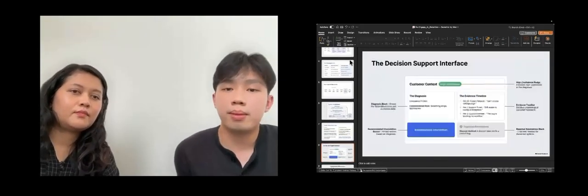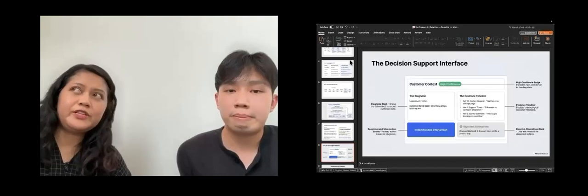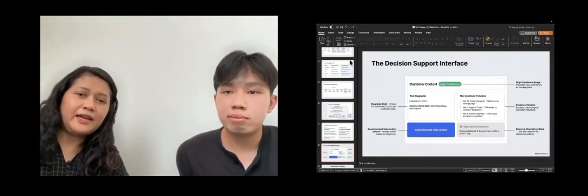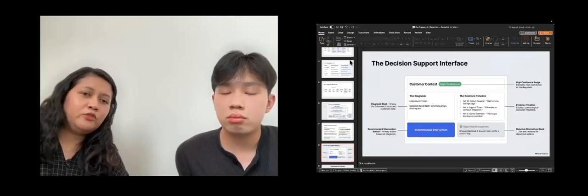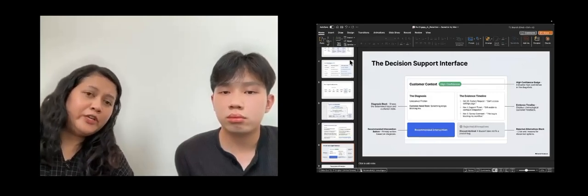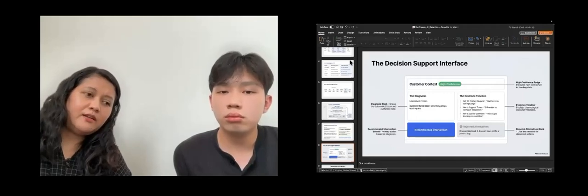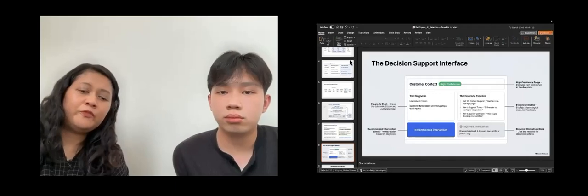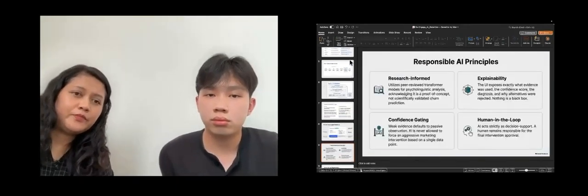So the decision support interface is where we can collect all the data and put it into a long-term memory, to make the machine smarter in the future and for future improvement potential.